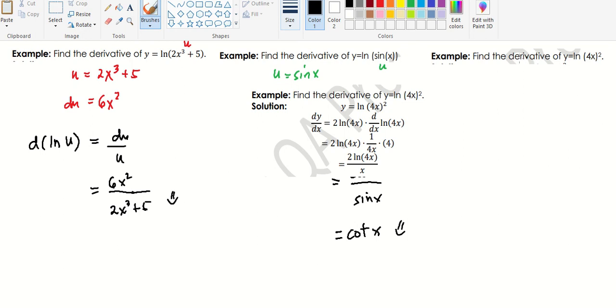Kapag ganito po yung case, ibig sabihin, we have to look at this in this perspective. Para siyang ganito. Para siyang y equals ln u squared. Alright? Para siyang ganyan. And alam natin kapag ganito yung ating pong function, ibig sabihin, we are going to use yung ating chain rule. Sinasabi lang naman sa chain rule, derive the inside first before the outside.